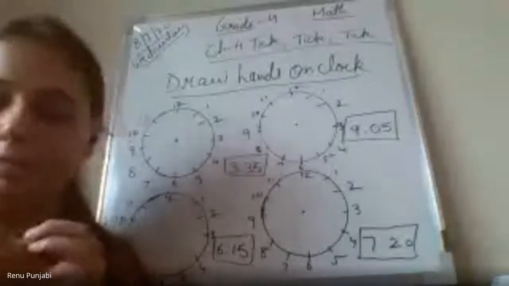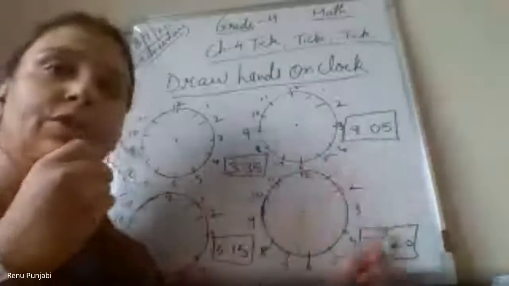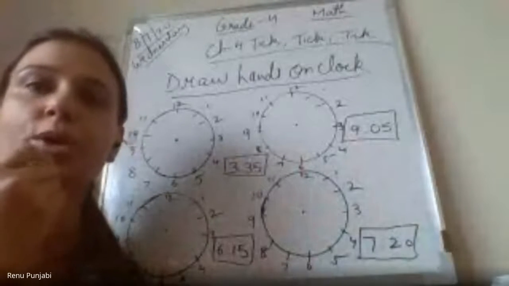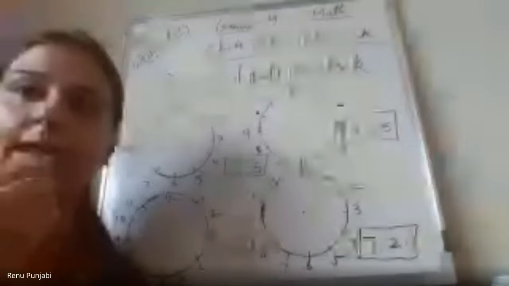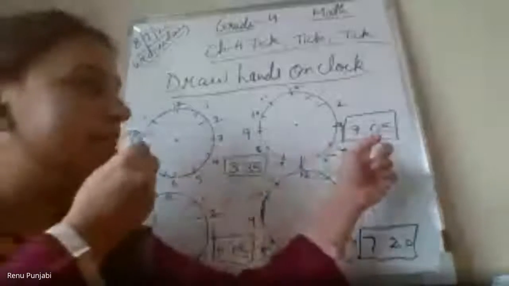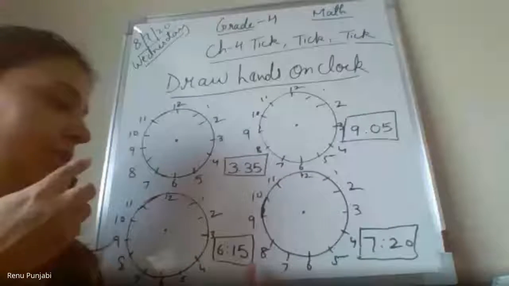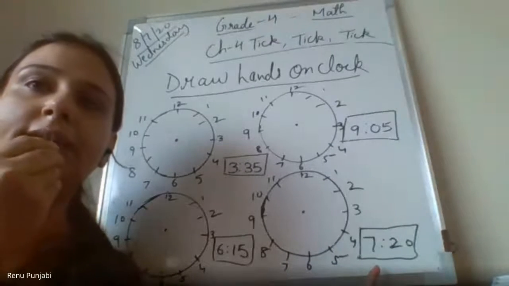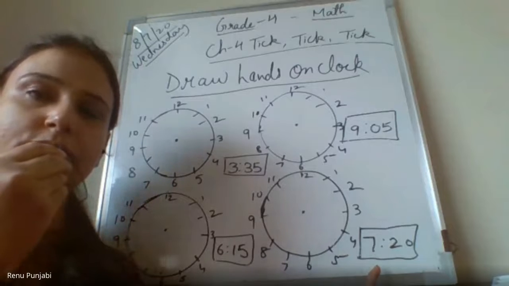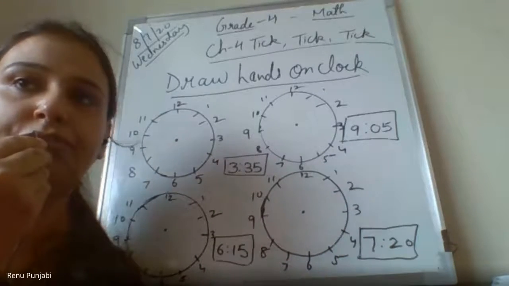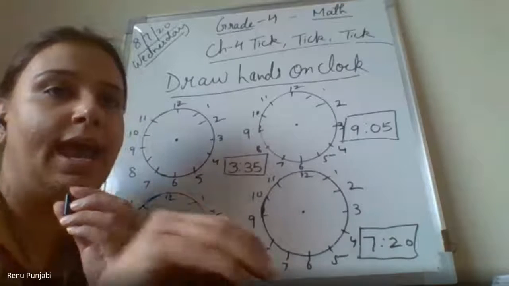Children, as I was saying, you have to write these times in your notebook so that after the class, you will draw the clock and you will draw the hands with the given time. First digital time is 3:35. Second is 9:05. Third is 6:15. And the fourth is 7:20. Am I clear to you all now? Yes, ma'am. So please write this time so that after the class you draw the clock first and then draw the hands with the given time.